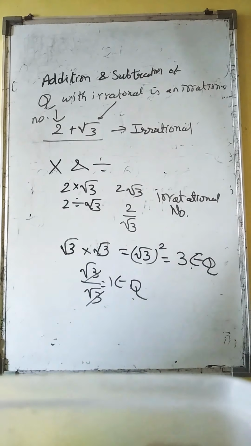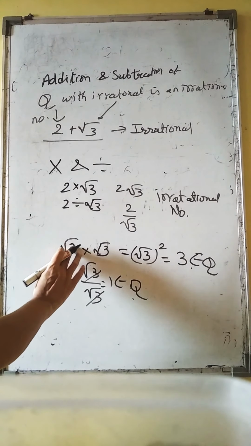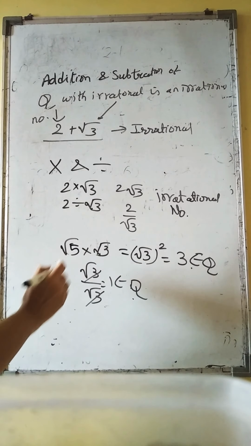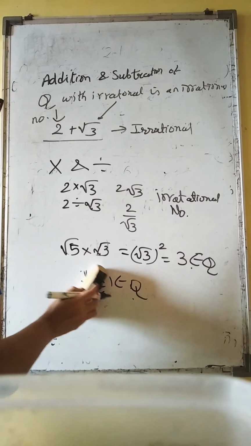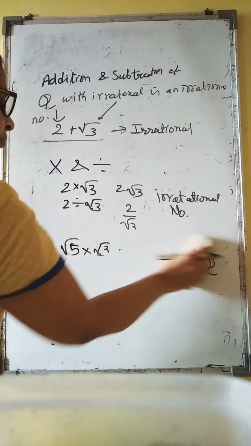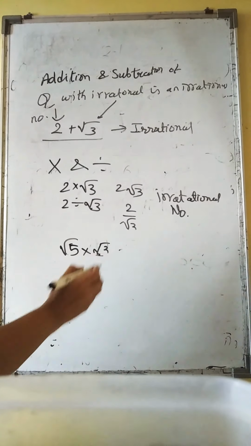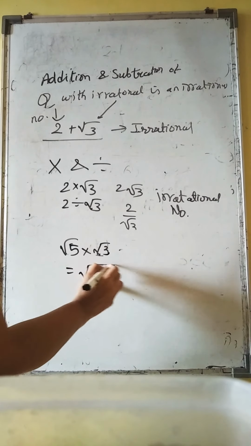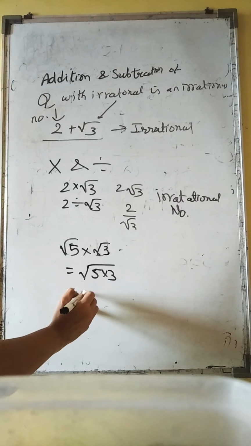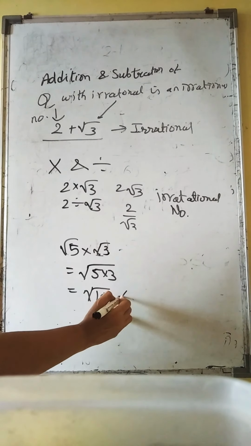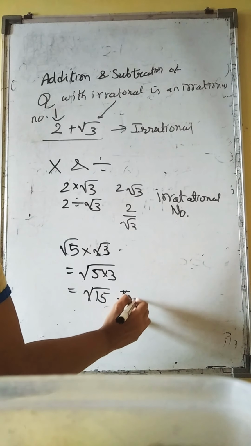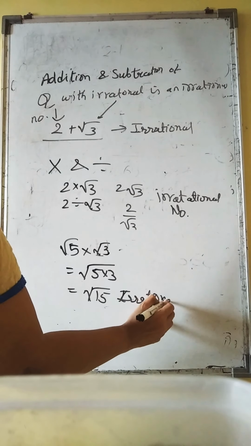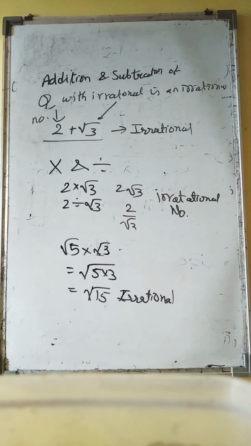Now let us take the examples where it is not. Suppose you have root 5 plus root 3. So the answer is root of 5 into 3, root 15. This is irrational. So you can have rational also and you can have irrational numbers also. Followed?